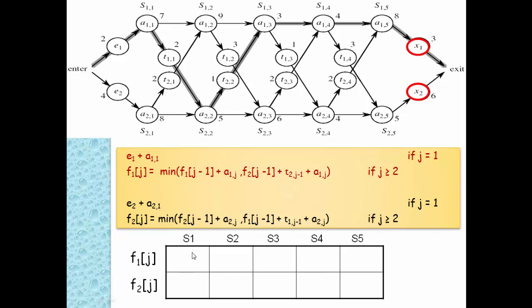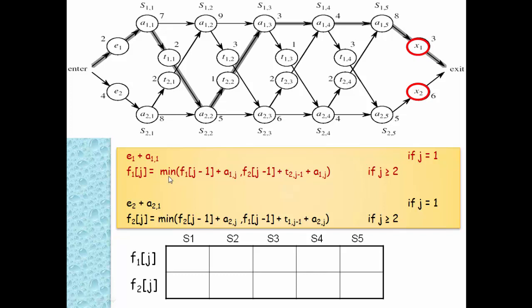Then how many columns are there? It depends on the number of stations: station 1, station 2, station 3, station 4 and station 5. There are 5 stations in both assembly lines, so 5 columns will be there. So it is a 2 by 5 matrix. Now we have to fill this matrix using these equations. Equation number 1 is for assembly line 1, and the second equation is for assembly line 2. So let us fill this matrix using both equations.